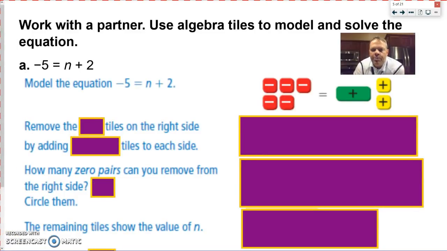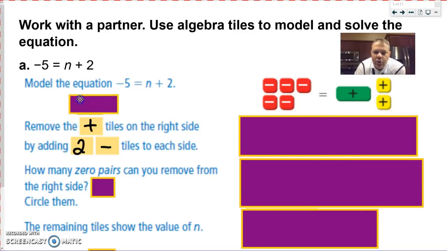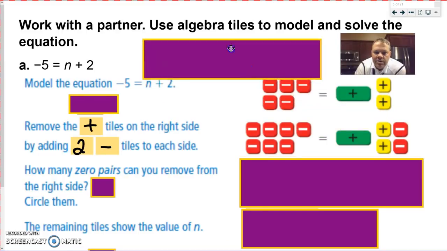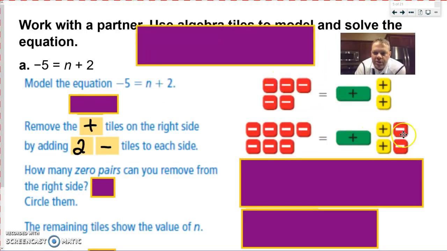This time we have an addition problem. We have negative 5 equals n plus 2. As you can see over here, this is the negative 5. This is x. This is plus 2, or positive 2. In order to get rid of the positive tiles on the right, we must add 2 negative tiles to the right. As you can see, I added 2 negatives so that I can get rid of those 2.